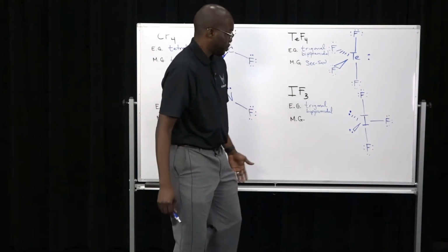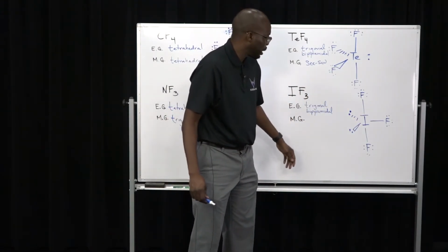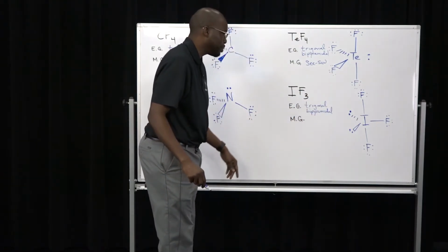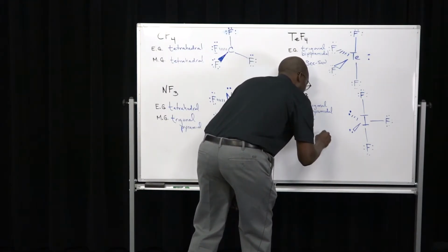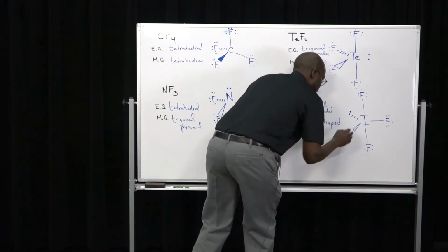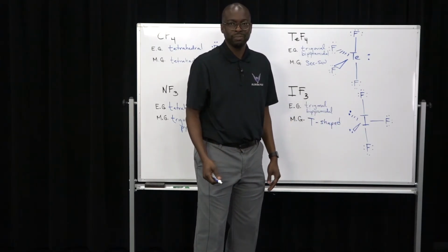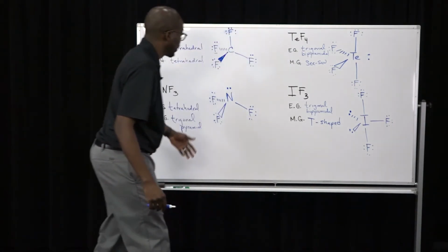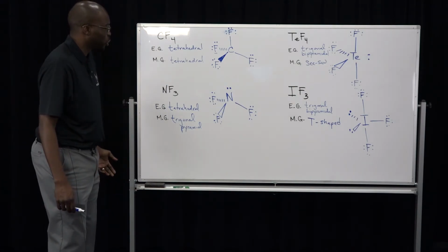Now if we only focus on the bonded atom arrangement, we'll see that the molecular geometry is something that we call T-shaped. T-shaped. Because if you rotate it 90 degrees, it looks like a T. Anyway, hopefully you gained something from this short video.